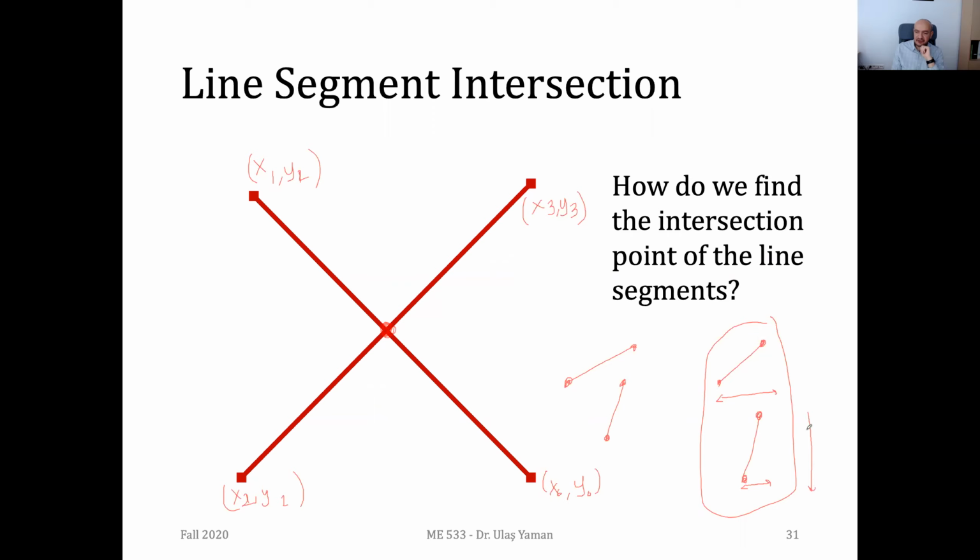This is the y interval for the bottom one. And we have another y interval here. And obviously, without any computation, we can say that their y intervals are not overlapping. They're not intersecting. So I can simply say that without any computation, these two line segments cannot intersect since their y intervals are not overlapping.